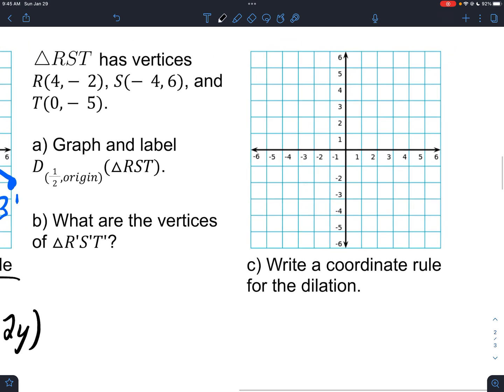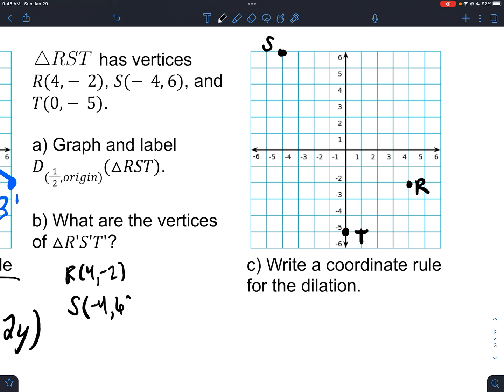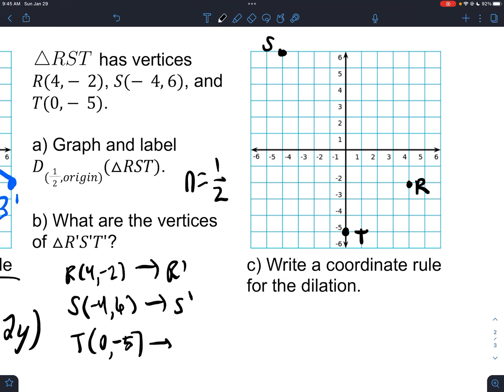Let's take a look at one that has a scale factor that's a fraction, a proper fraction between 0 and 1. So we got R, we got T, and we got S. Okay, so if I go ahead and just copy down R, S, and T, if n is 1/2, then I can quickly cut the x and the y coordinate for each point in half. And that would give me my point.